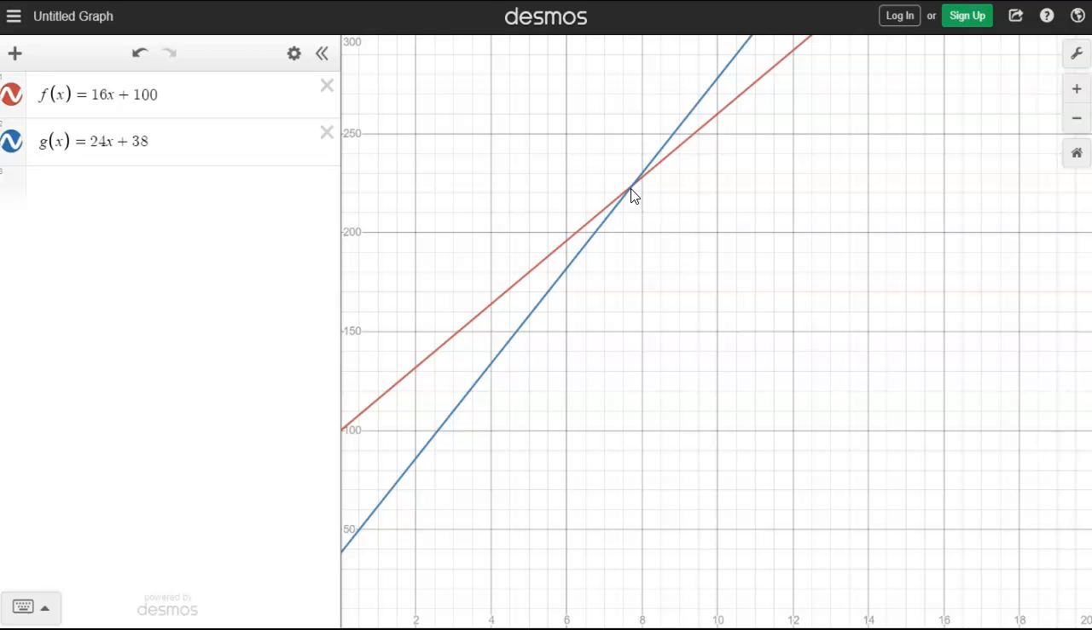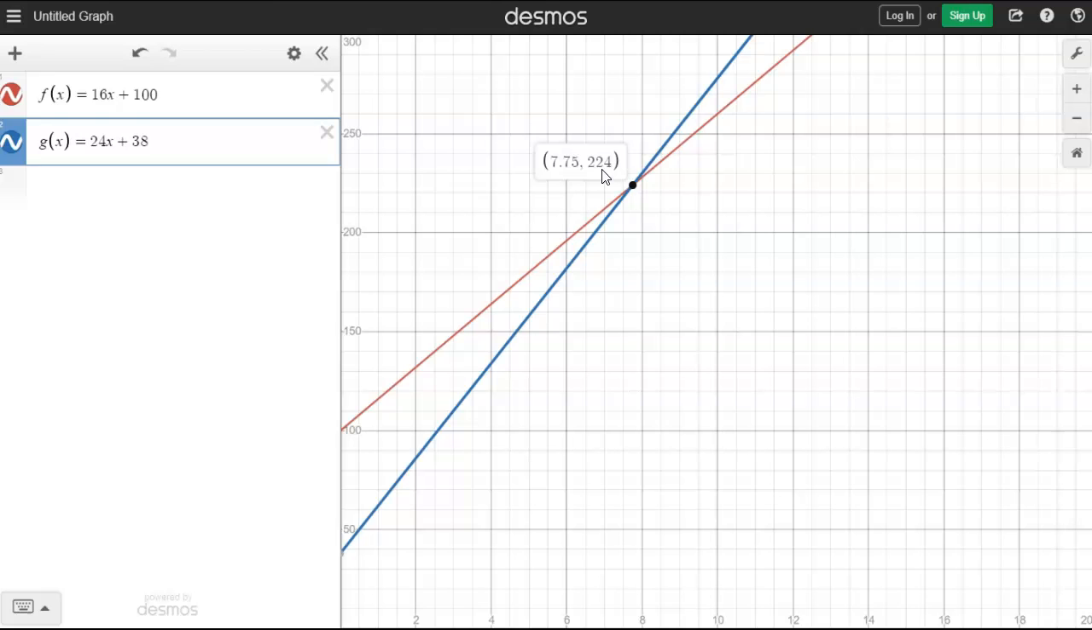So now we can look at this graph and see right there, they meet at (7.75, 224). So what does that mean? What do those numbers mean? We said x was our hours of labor, and y was the amount they're going to charge us. So if our x value is hours, this is 7.75 hours. At 7.75 hours, that's where both companies charge the same amount, which is $224.